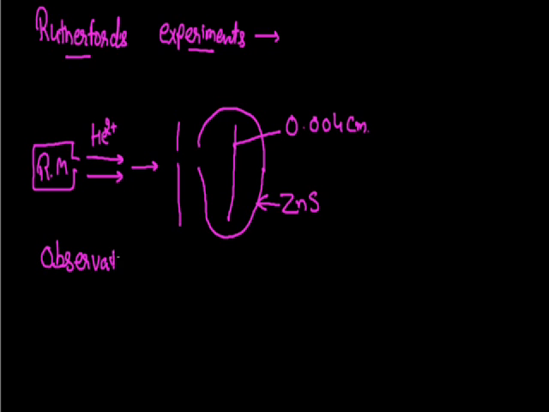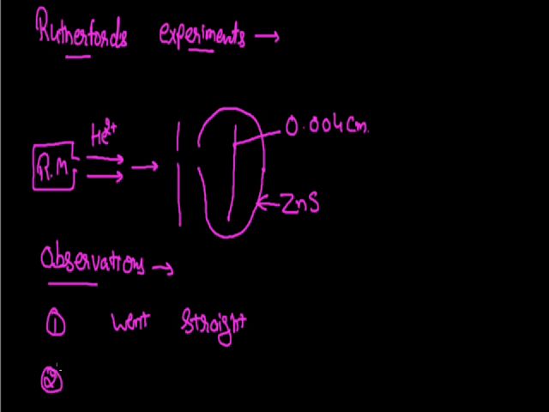So now we are going to study the observations of this Rutherford experiment. The very first observation was that when he passed alpha particles through this thin gold foil, most of the alpha particles showed no deflection and went straight. So this was the observation shown by most of the alpha particles, that they didn't show any deflection and went straight after the collision.